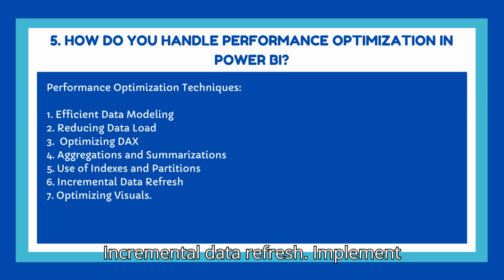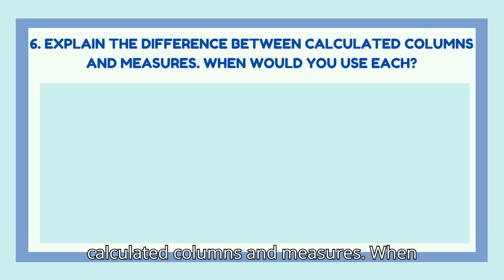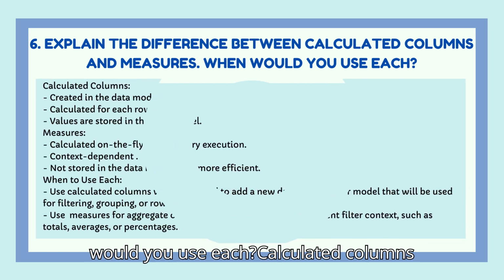6. Incremental data refresh. Implement incremental data refresh for large datasets to reduce refresh time. 7. Optimizing visuals. Limit the number of visuals on a report page. Use appropriate visuals for the data. Question 6. Explain the difference between calculated columns and measures. When would you use each?